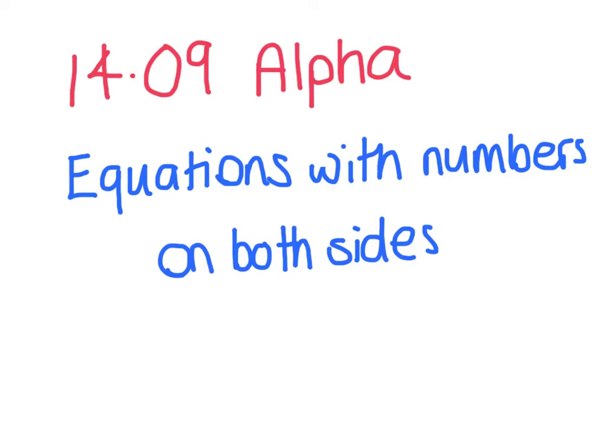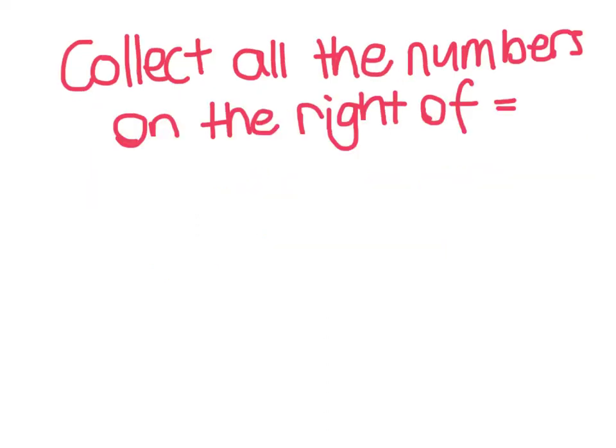Kia ora guys, today we're doing 14.09 from Alpha, which is equations which have numbers on both sides of the equals. The key thing here is to remember to collect all the numbers on the right hand side of the equals. So all movement is going to go from the left onto the right. We'll start off with an example.